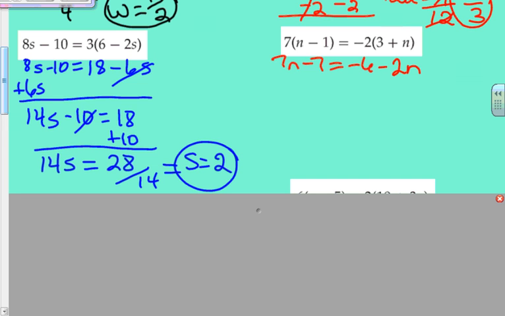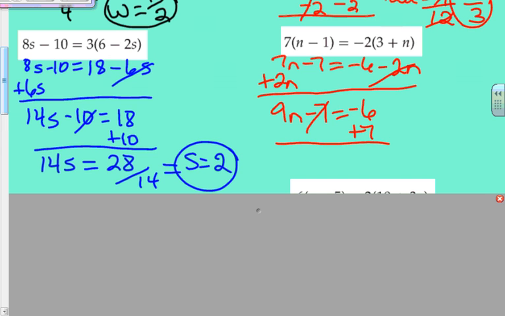Then we're going to bring our like terms over. I'm going to add 2n on this side. Get rid of it there. That becomes 9n's minus 7 equals negative 6. I'm going to add 7 over here to get rid of that. I'll be left with 9n equals positive 1. Then when you divide by 9, just leave your answer. n equals 1/9. Finished.